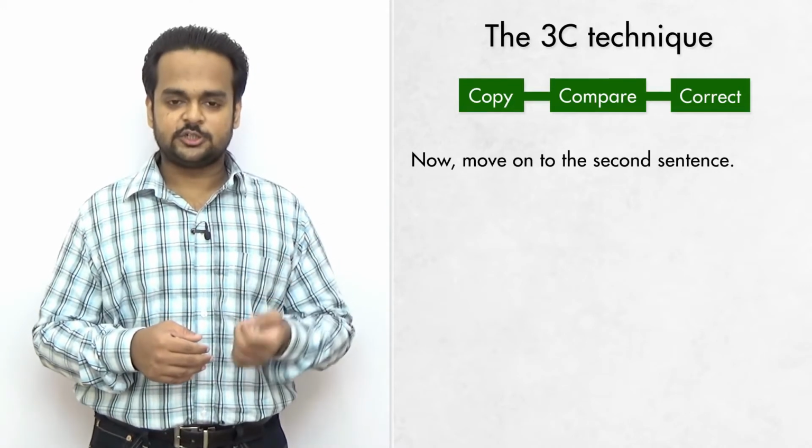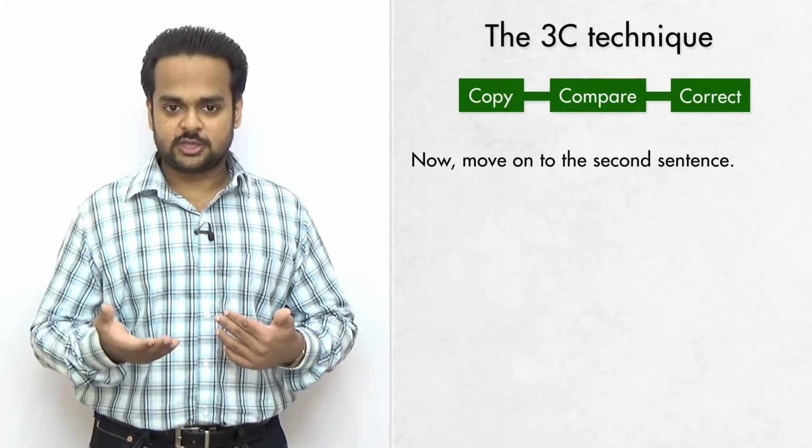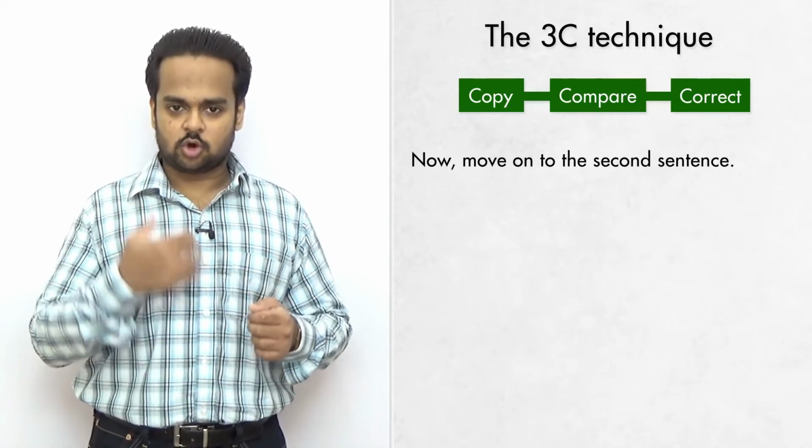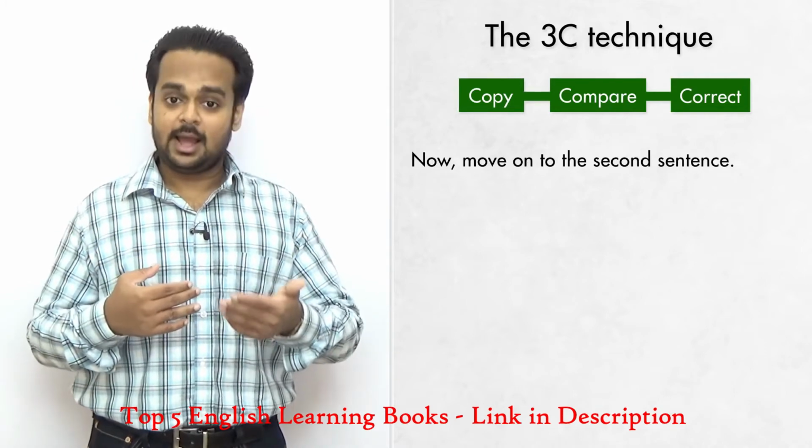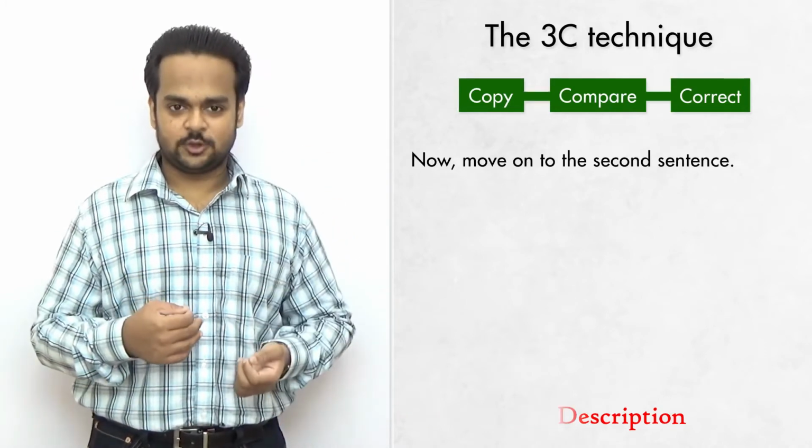After you have completed the 3 stages, you move on to the second sentence and repeat the steps. Listen to the sentence, copy the actor's pronunciation, practice it a couple of times, record yourself, compare it with what you hear in the movie, correct yourself, and then go on to the third sentence, and so on.